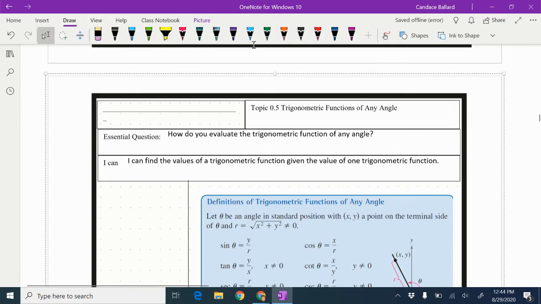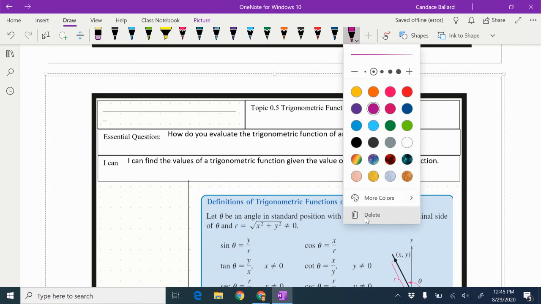So first thing you want to do is write down your essential question. How do you evaluate the trigonometric function of any angle? And the I can statement: I can find the values of a trigonometric function given the value of one trigonometric function.